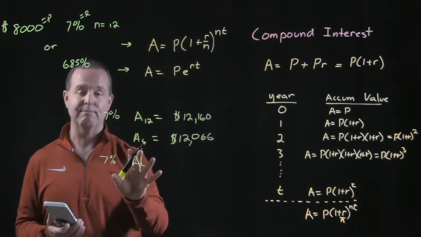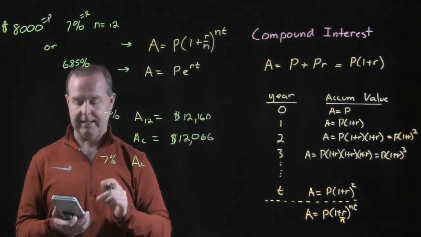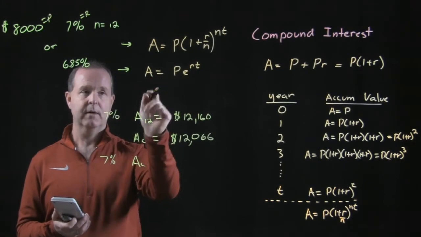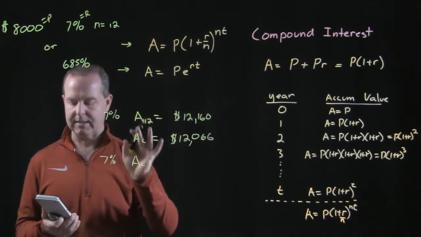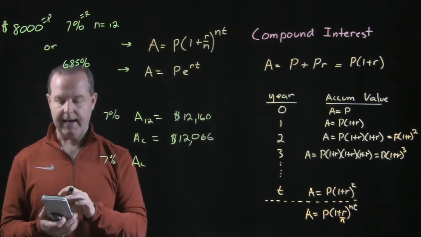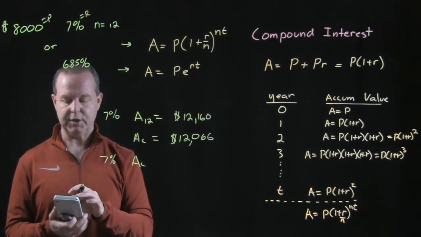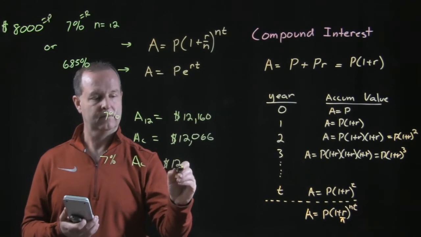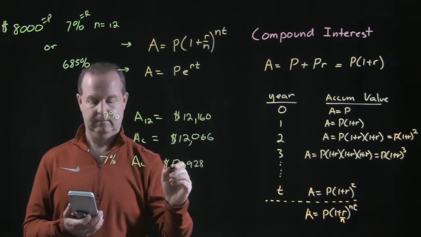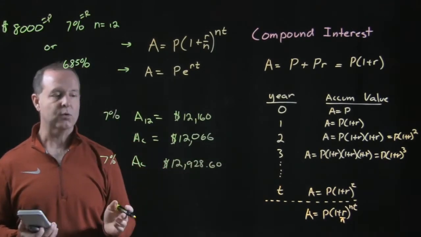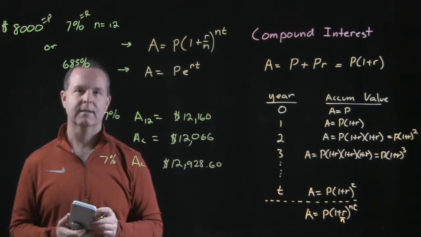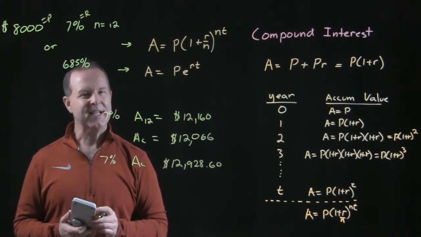How much do you think it's going to change? Do you think it's going to be a lot more if it's compounded continuously? So let's take this value, plug it in for 7% this time, just as we're kind of curious. And I get, after 6 years, which is the model we're looking at, $12,928.